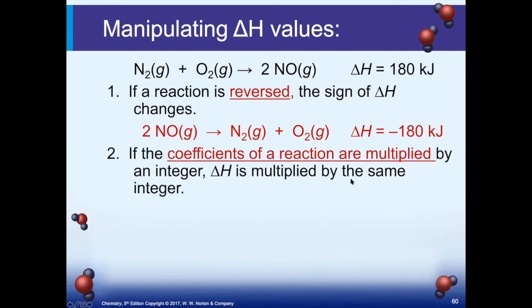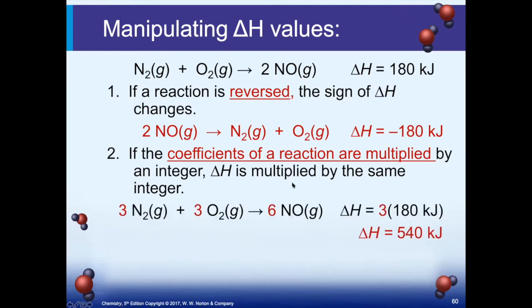That's messed up. Okay. Well, sometimes you might need to multiply the whole reaction by some factor, like multiply the whole thing by 3, for example. Wow. So that would result in 3 nitrogen plus 3 oxygen to give 6 nitrogen monoxide. And you just do the same thing to the delta H value. So if I multiply the reaction by 3, then I multiply the delta H value by 3. If I multiplied it by 2, then I multiply delta H by 2. If I multiplied this reaction by 16.721, then I do the same thing to the delta H value.